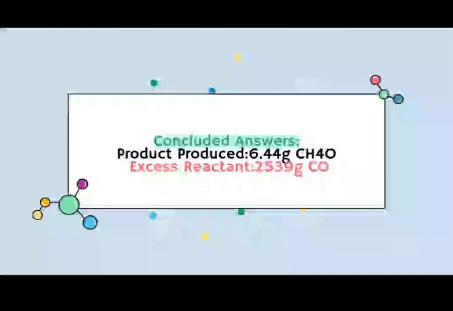So our concluded answers: the product produced is 6.44 grams of methanol, and our excess reactant is indeed carbon monoxide, which is 2,539 grams. But our limiting reactant is indeed hydrogen gas because we used all of it, and there's no excess, but there is excess of the carbon monoxide.